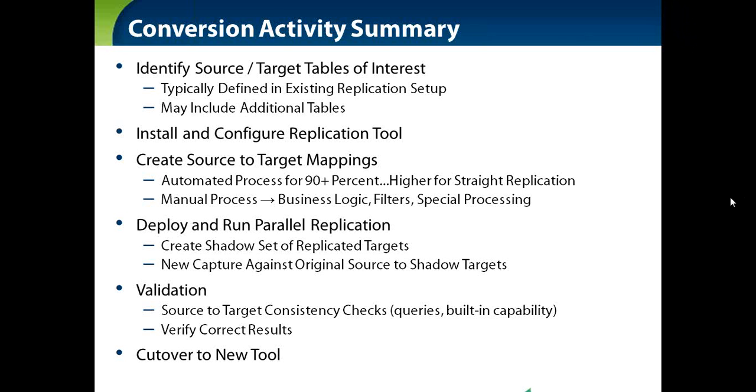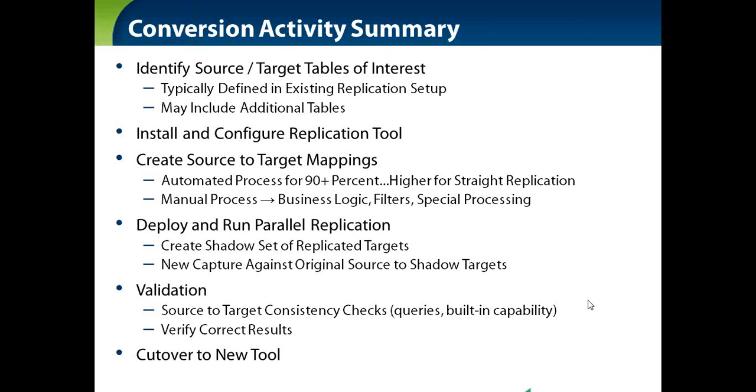Then you want to deploy and run parallel, creating a shadow set of replicated targets so you can compare against what you're currently running. And what most people do is, when they decide to go production, they just switch the shadow targets to real and turn off the old one. So it serves two purposes. Validation, again, the vendor's consistency checker saves a lot of time. You have to make sure that the results are correct.